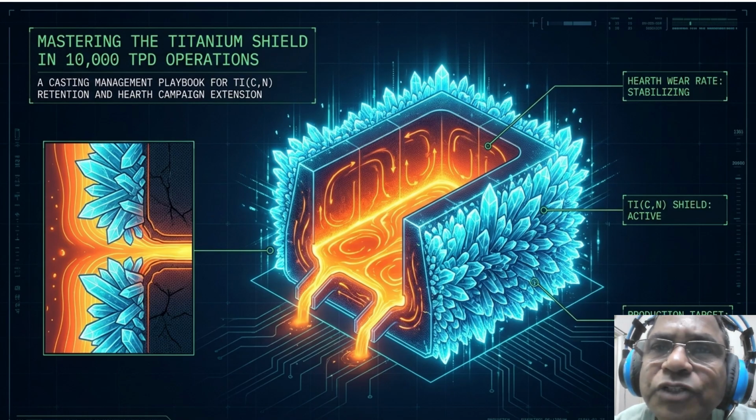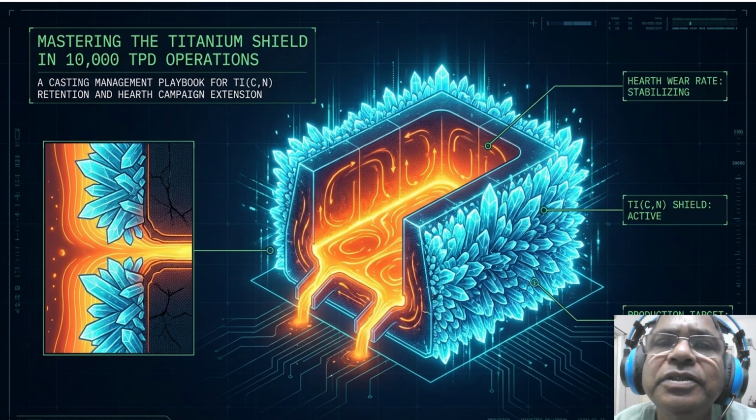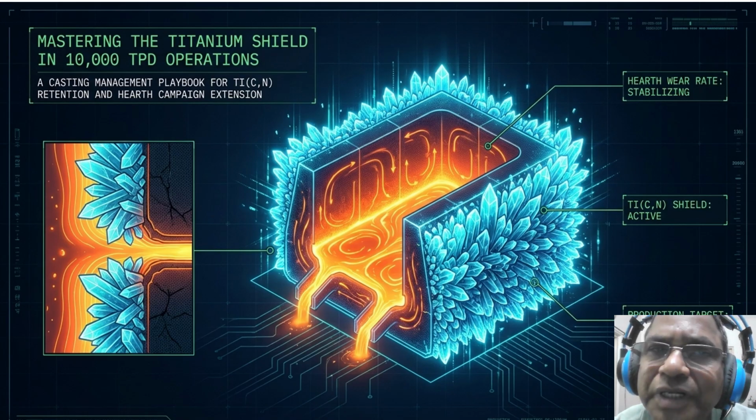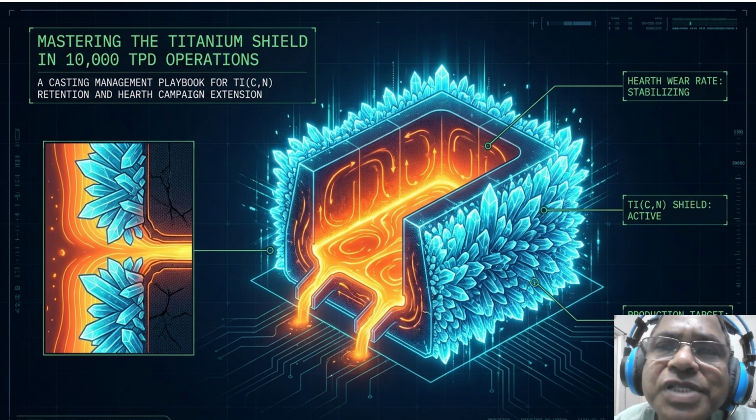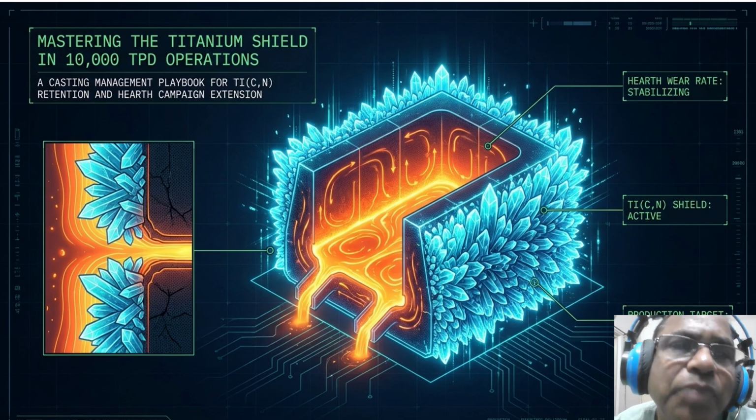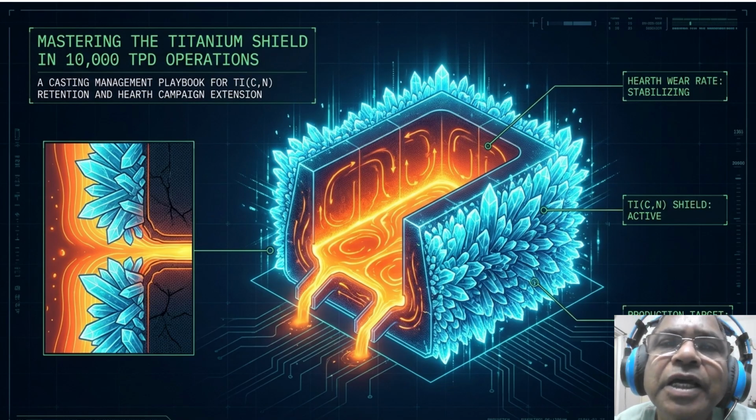On the slide you see a 3D cutaway of our active TiCN cell rendered in glowing blue crystals. Notice how they line the internal wall, protecting the carbon brick. From the orange swirling iron pool in the center, this is just illustrated to show. To the right, our HUD indicator shows a stabilizing wear rate and a production target of 10,000 TPD. By the end of this session, you will master 4 deliverables.